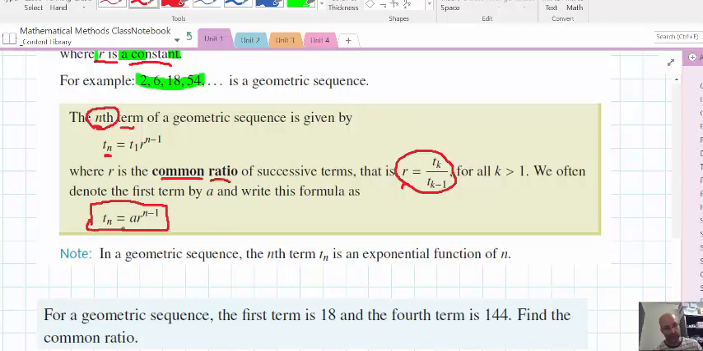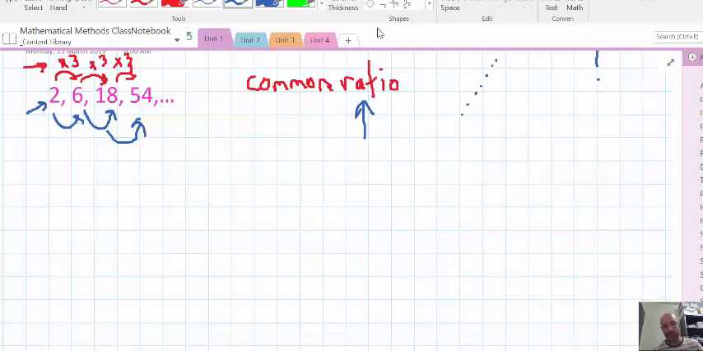This is probably the most common way of seeing that formula. To get a certain term, we take the first term a, multiply it by r to the n minus 1. That's quite important. As we saw on the graph, it's exponential in nature.